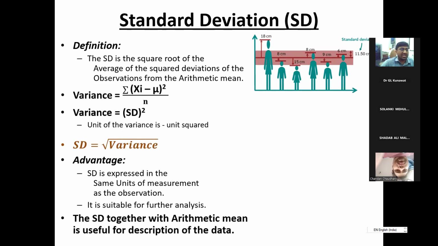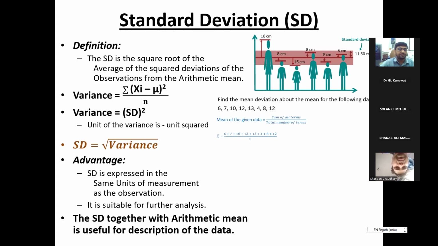And usually we depict the results by arithmetic mean with the standard deviation, like the mean plus or minus 2 standard deviation of the given data. Now let us see the example of how we calculate the standard deviation. We have a given data.